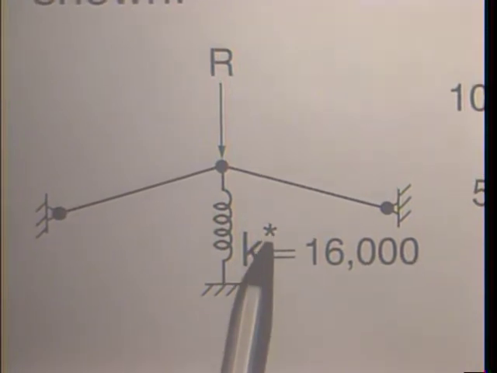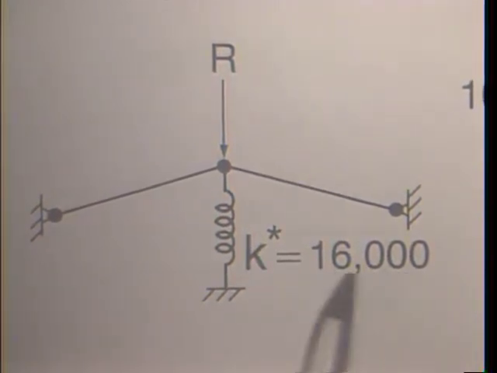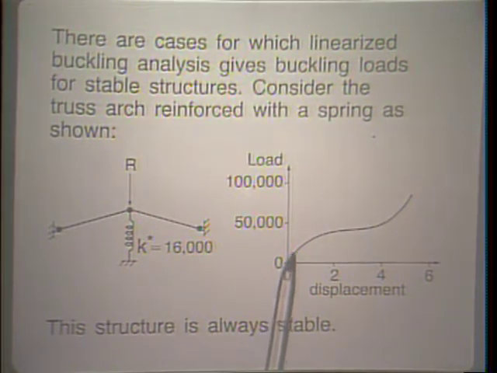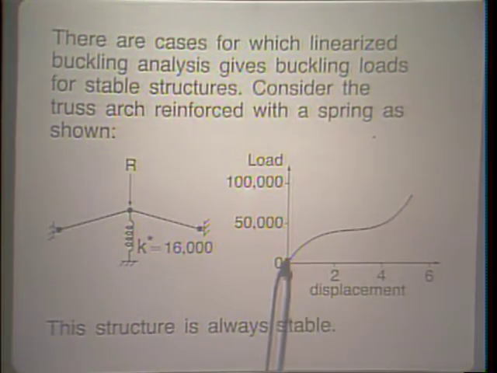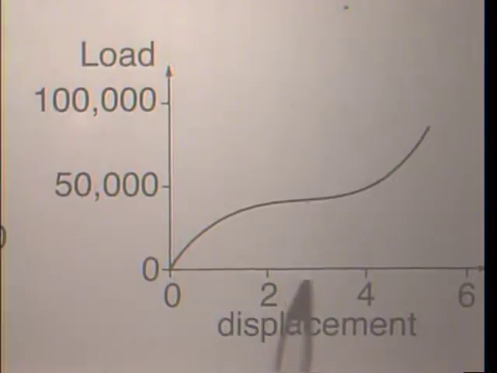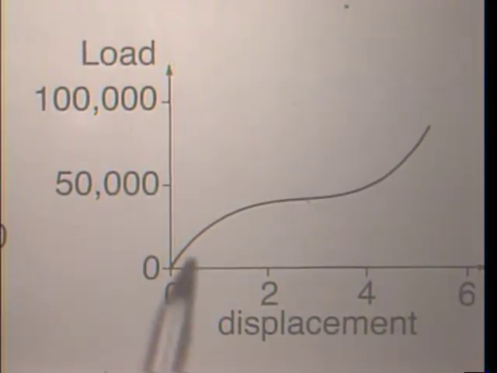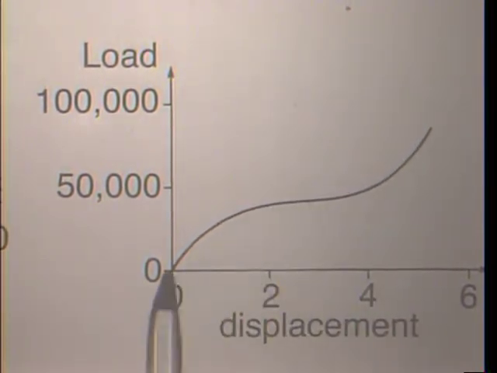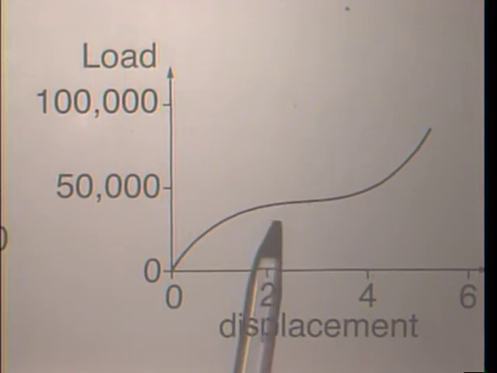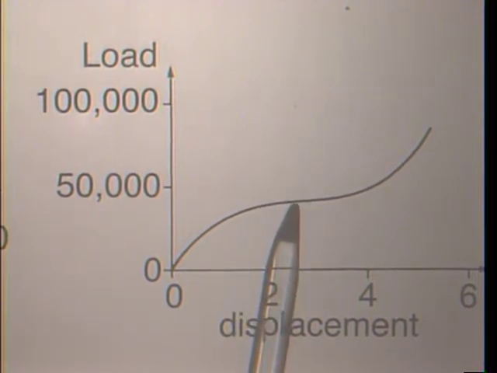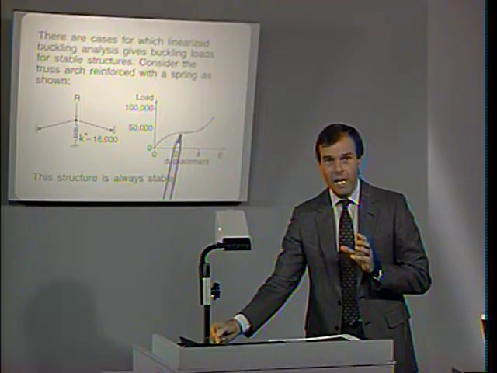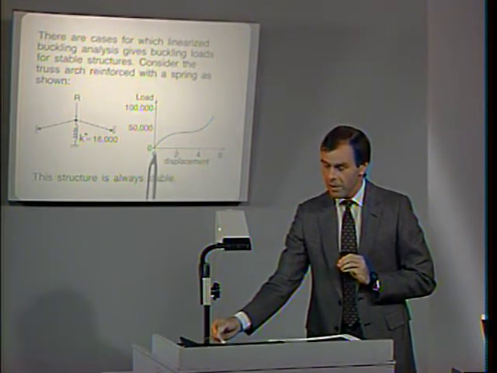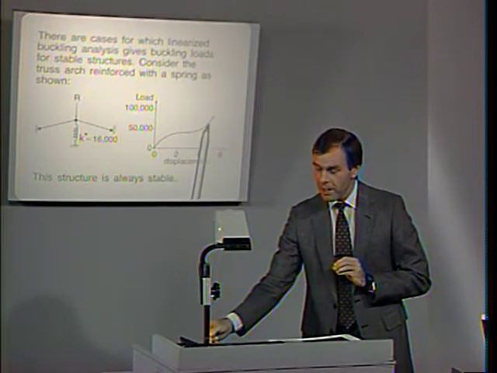Let's call that spring K star, and this is the value that we give to that spring. If we trace out the load displacement response, that load displacement response is shown here. Load vertically, displacement horizontally. And we notice that our stiffness matrix is always positive definite in all of this region. So we don't really have a singular matrix, and we don't have what we might call a true collapse load. The structure is stable in some sense.